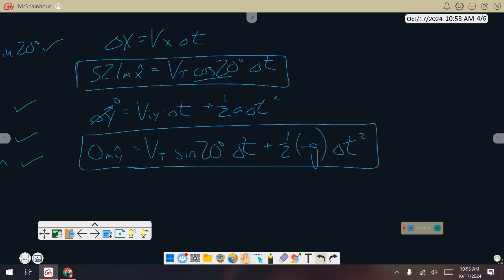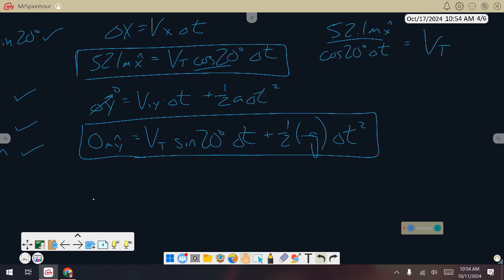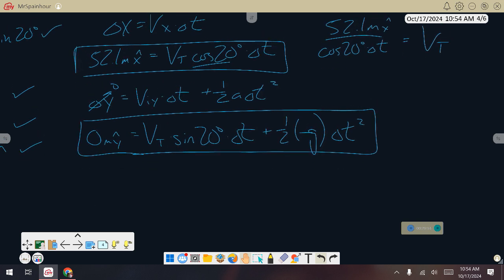What simple thing should I do to solve for Vt here? Divide. Yes, divide by those 2 things, right? These are both just separate numbers. So Vt is going to equal 52.1 meters x hat over cosine of 20 degrees times delta t. Sweet. All right, now I've isolated Vt. What should I do next?